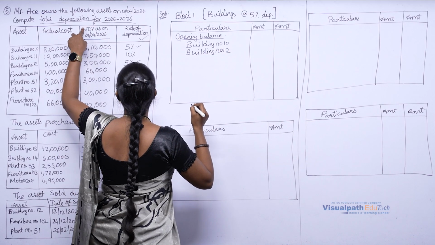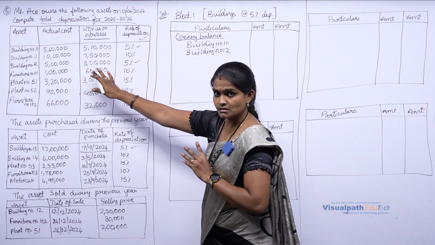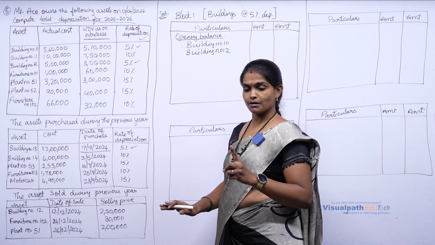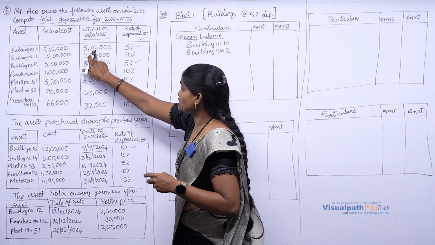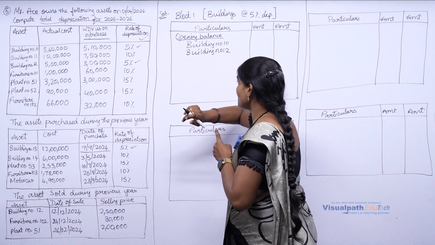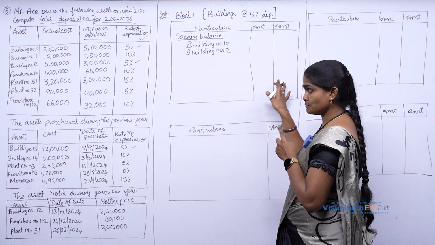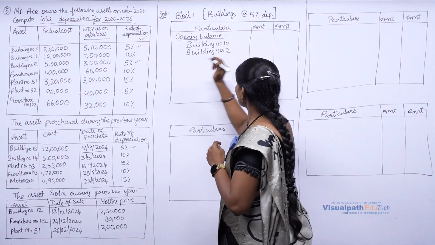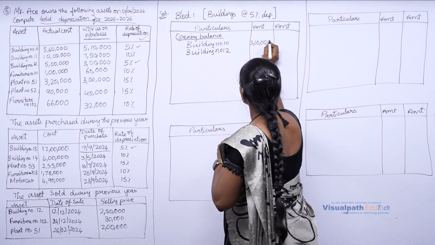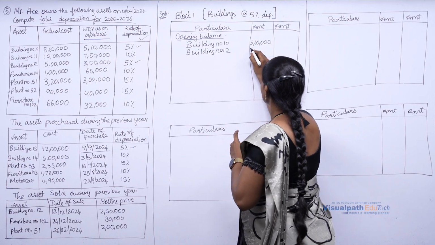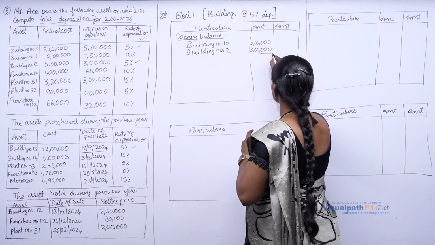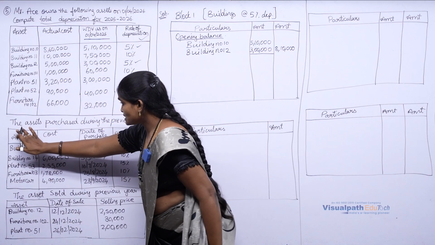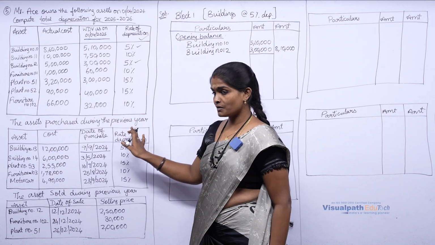Building number 10, written down value you have to take. Here actual cost is also given, written down value is also given. Now always you need to take the written down value only. The written down value of building number 10 is 5,10,000. Here I have taken two columns. So first you have to take in the inner column, add the amount and write in the outer column. Now 5,10,000 for building 10. And for building 12, it is 3 lakhs. If you add this, you will get 8,10,000.